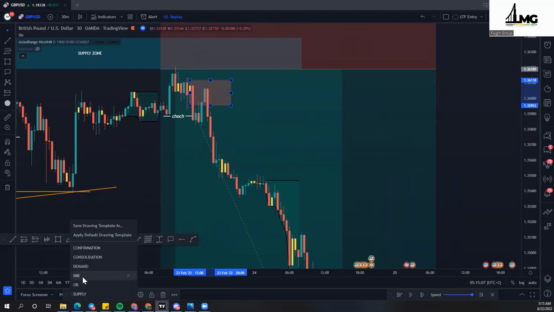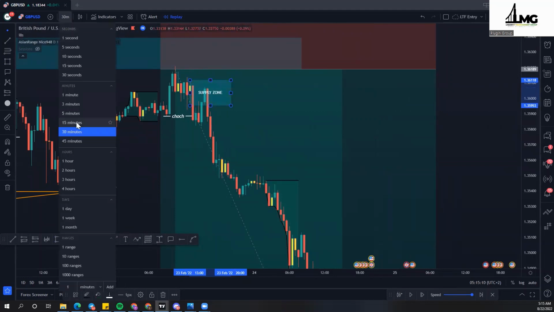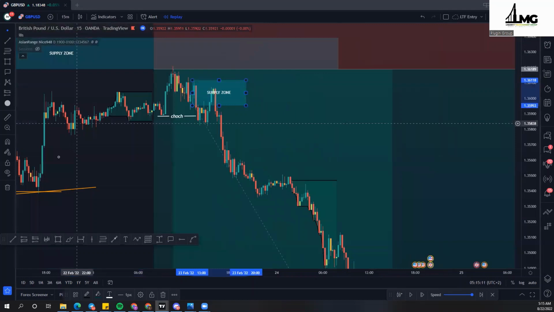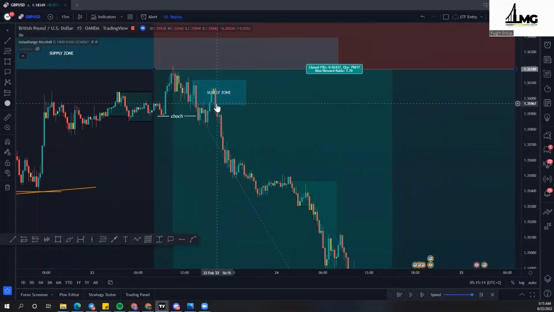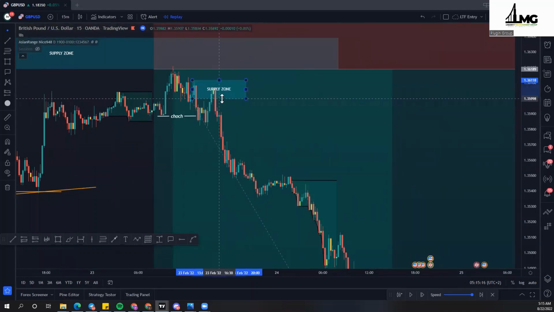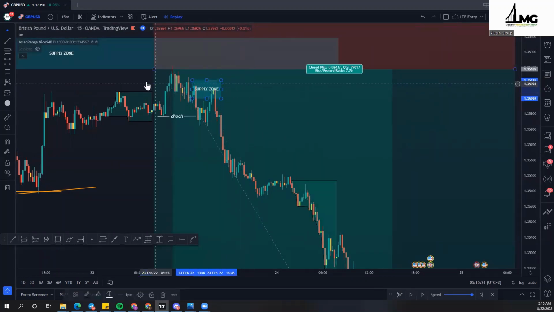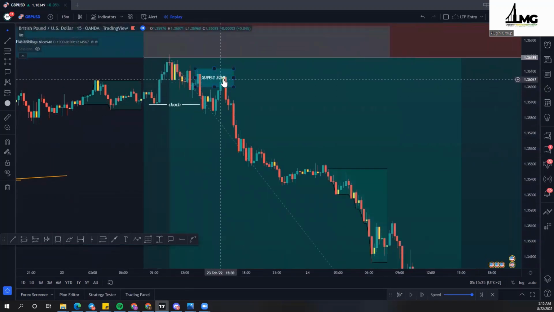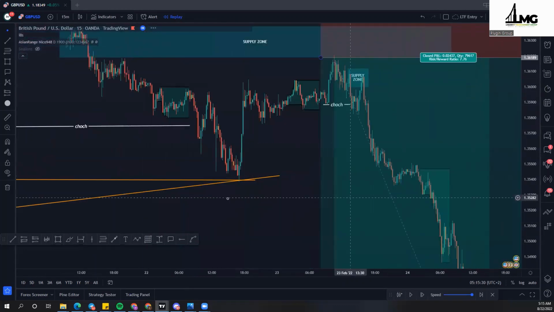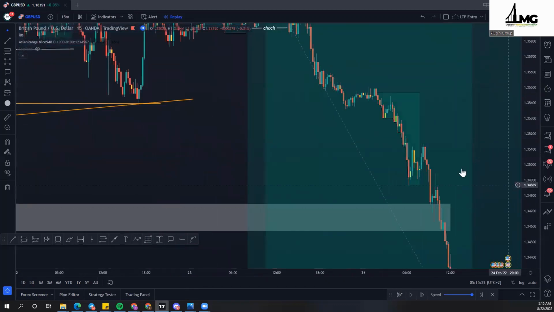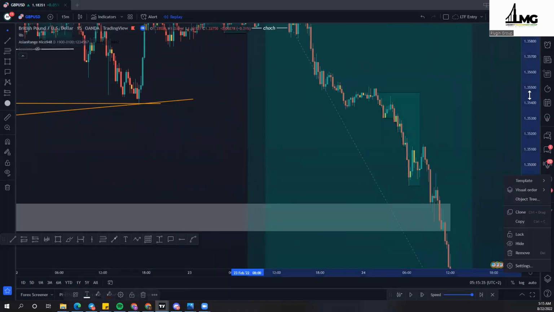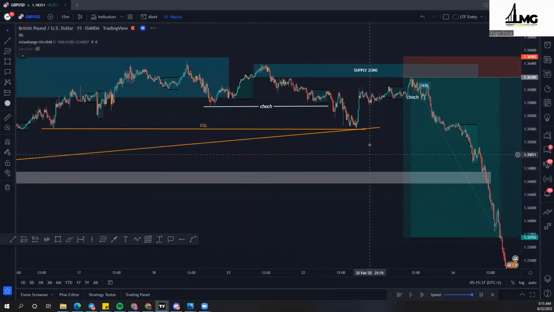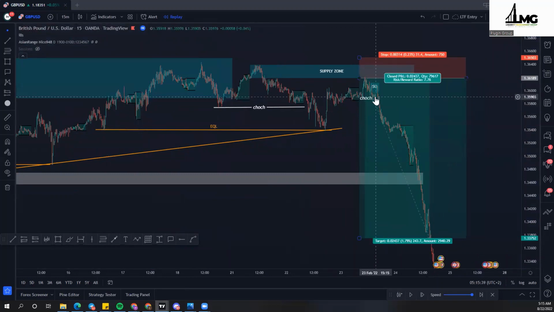So, supply. Let me try to go on 15 minutes if I can. Okay, perfect. So I try to refine this to 15 minutes, right? This is our block right there. So price changes character, comes here, mitigates this imbalance, respects its zone and pushes to the downside. And as you go further down, you'll be able to find more entries on the lower time frame. So this is how you could have found this on the lower time frame.